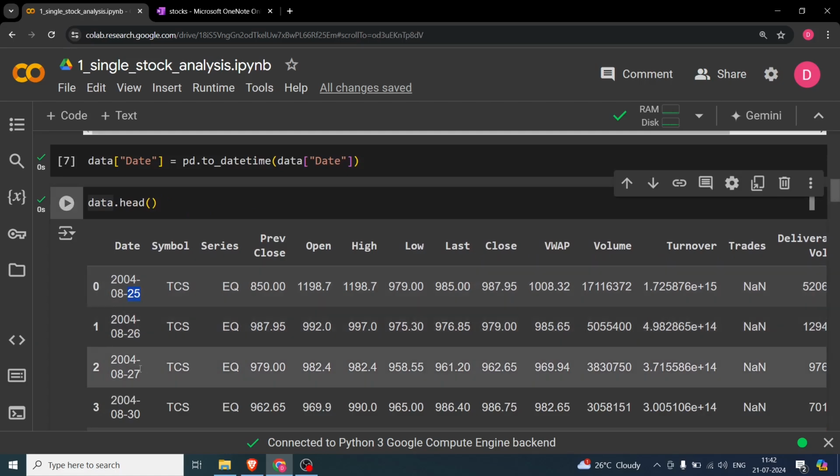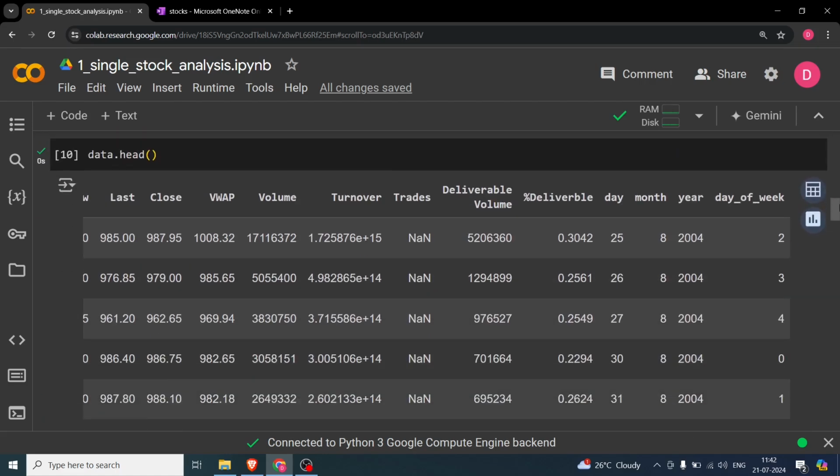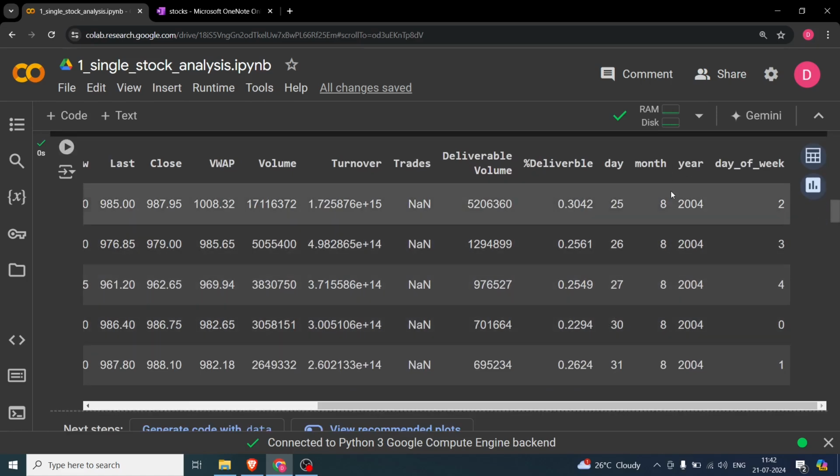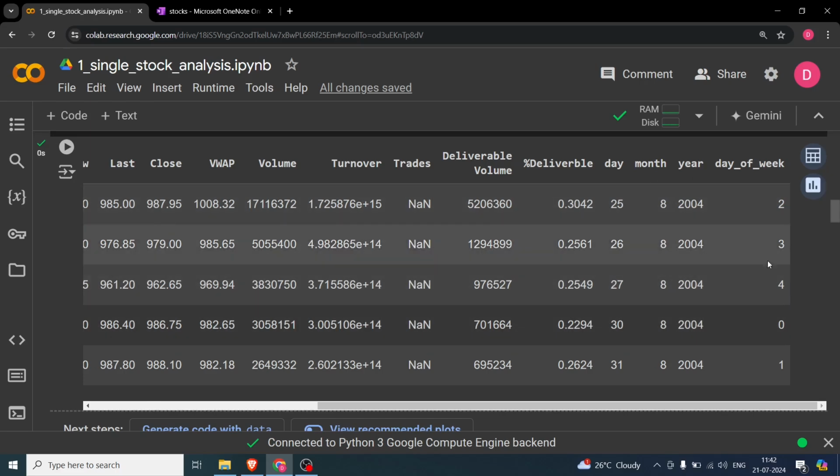Same 20, then after that 26th, 27th and then 30th. Same here, 26th, 27th then 30th. Again same for the month. You can see over here 888, all of these were August. Year 2004, all of them were 2004.